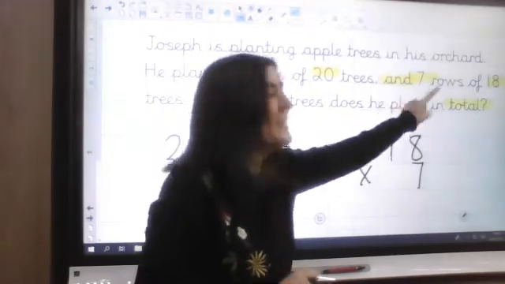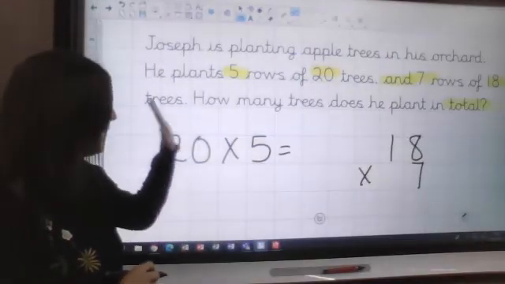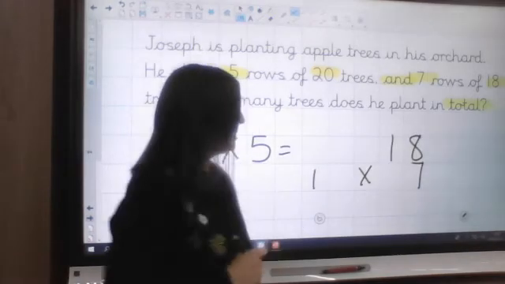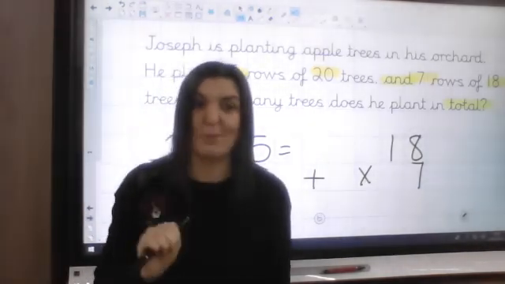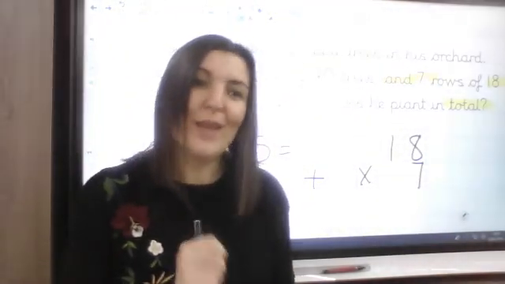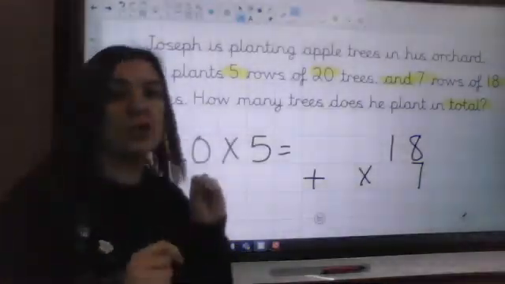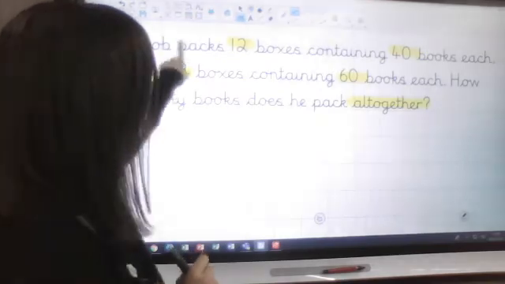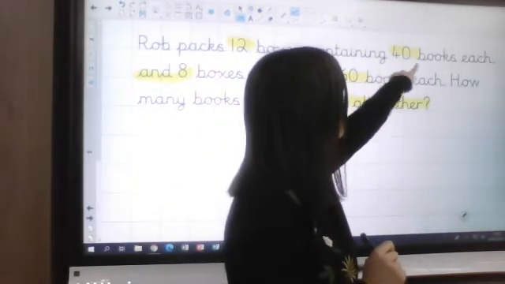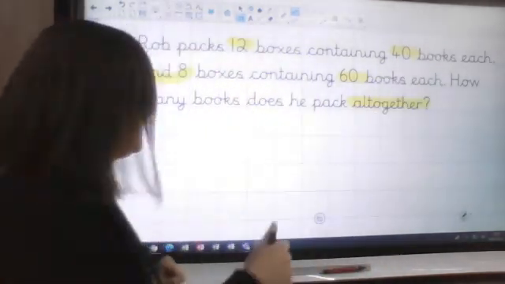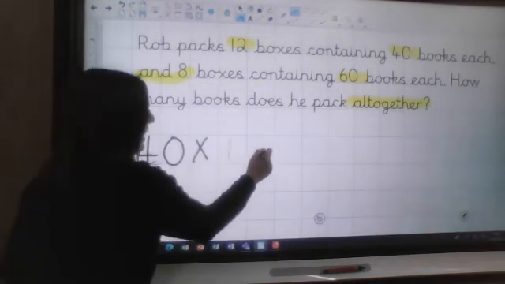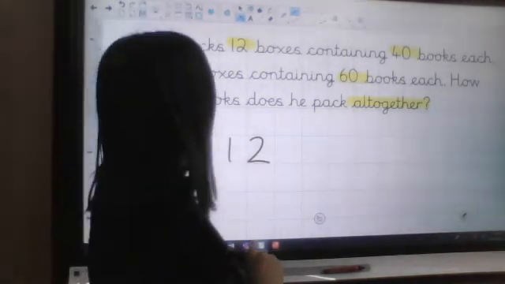Now remember, it asks you how many trees does he plant in total. So you're going to need to get your answer to this one, your answer to that one, and add them together. So it's 3 steps actually to that one that you've got to do. And then the final one, remember we're not doing C, we're doing D next. Rob packs 12 boxes containing 40 books each. So again, I'm going to use that strategy for that one because I've got a 0.